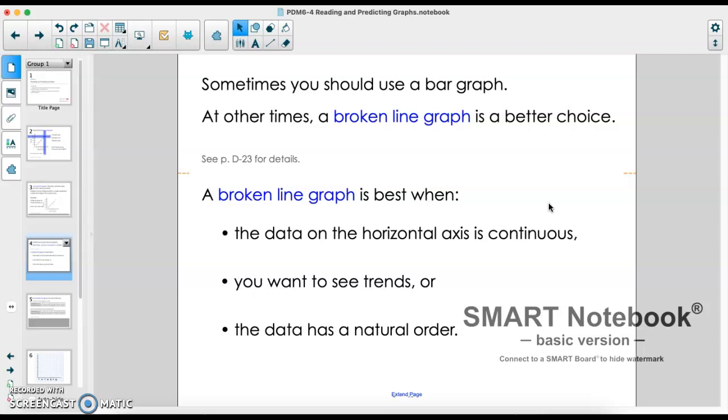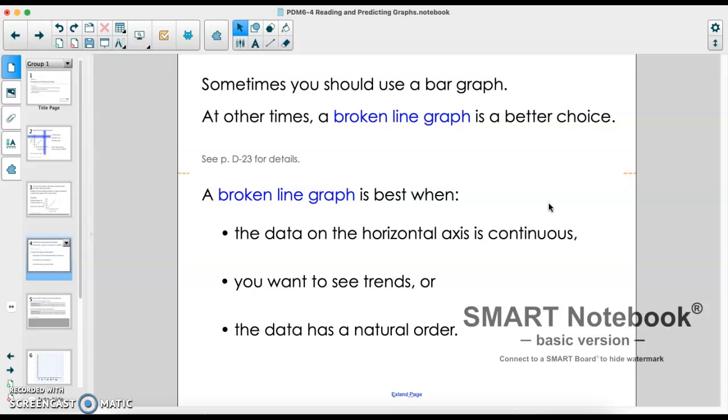Things like looking at how much profit a company makes month by month, or looking at how temperatures change over the course of a week or over the course of a month or a year, right? Those kinds of examples are where a broken line graph is going to be really useful. Or, if you want to, I don't know, predict the cost of books, that's going to help you as well.